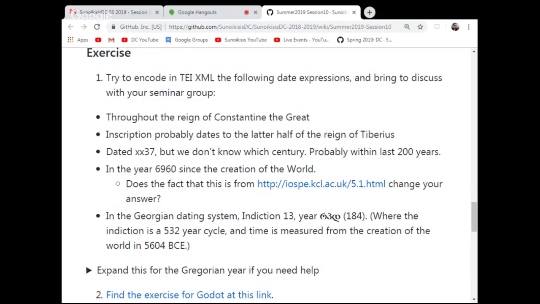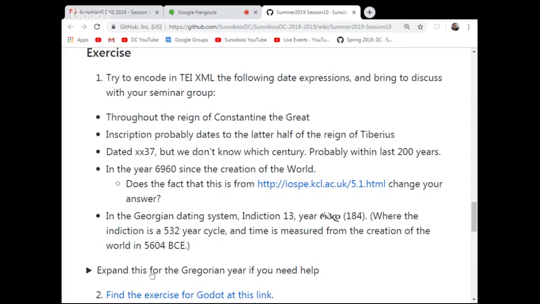Try to encode these 5 dates. Some of these dates require you either to know off the top of your head the reign of Constantine the Great, which I don't. I would go to Wikipedia and look it up. So if you know, fantastic. If you don't, go and look it up. Some of them require you to understand slightly more advanced questions. If something is a certain number of years since the creation of the world, you have to understand what the author understood by the creation of the world. And the last one is one of the Georgian dating systems of the kind that Tamara gave, so we've given you a bit of help.